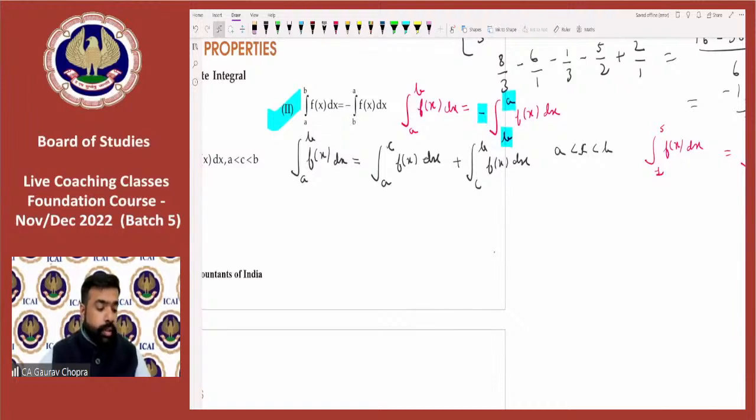Manoj Pato says, I couldn't understand this property in class 11th and 12th, but now understood. That's great.